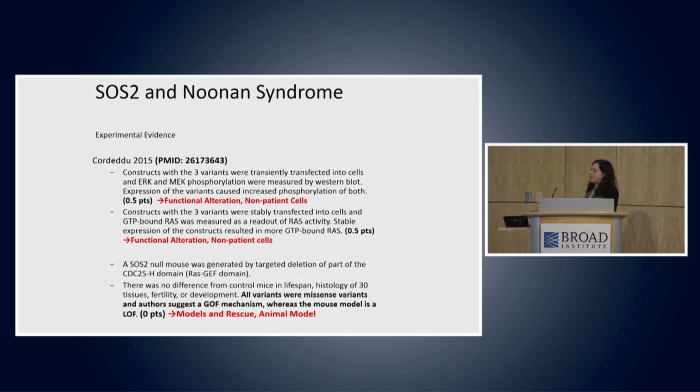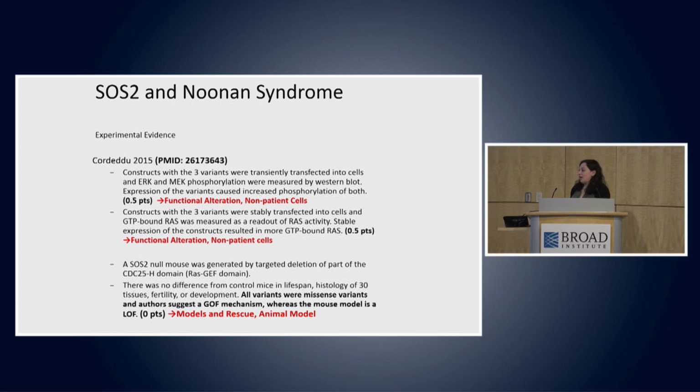An SOS2 null mouse was generated by targeted deletion of part of one of the domains. And they evaluated the mice, and there were no differences compared to the control mice in lifespan, histology of 30 tissues, fertility, or development. And this could also be potential contradictory evidence, but something that we face over and over again is you need to think about the mechanism of disease in this case.